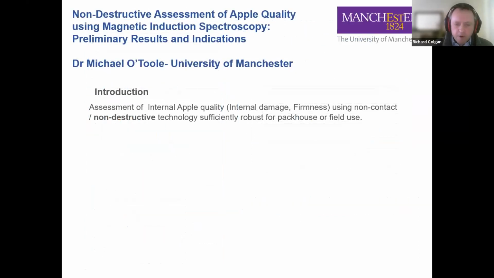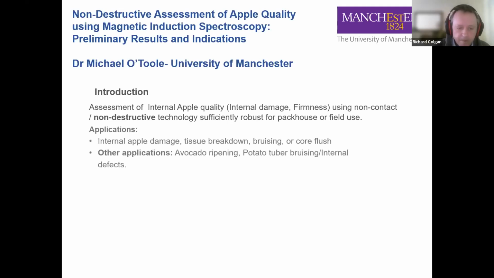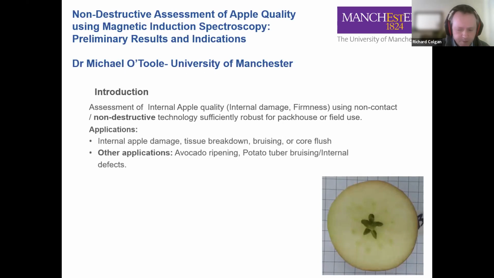So this is the last bit of this talk. I want to talk about the work we're doing with the University of Manchester, using a technique called non-destructive assessment of fruit quality using what's called magnetic induction spectroscopy. This is a group that do a lot of work on sensors. We've been working with them over the last 3 or 4 years on both apple and avocado. So the idea of this technique is, can we determine, without having to cut open the fruit, what is the internal quality? And we've done some work looking at Braeburn and core flush, but we've also had work with other colleagues at NRI on avocado, and also recent work on potato.